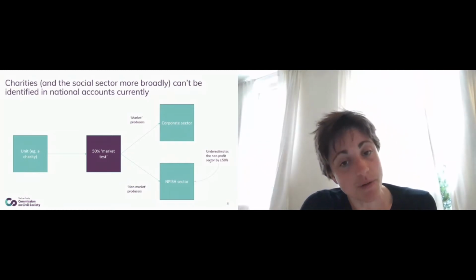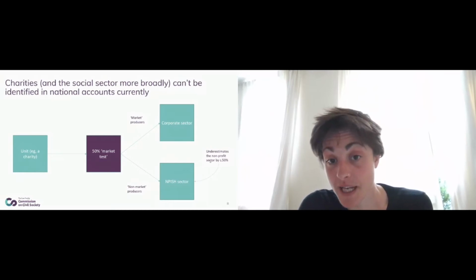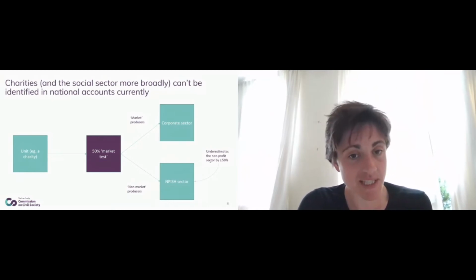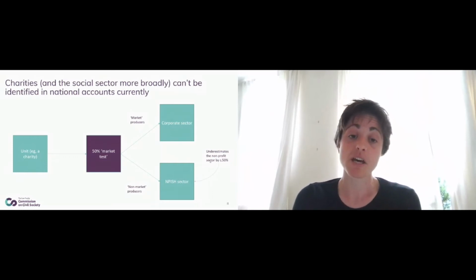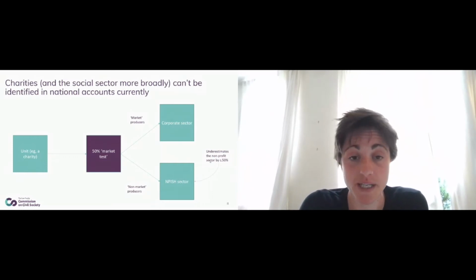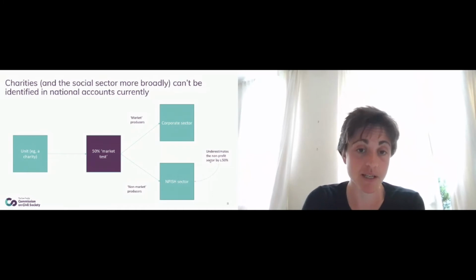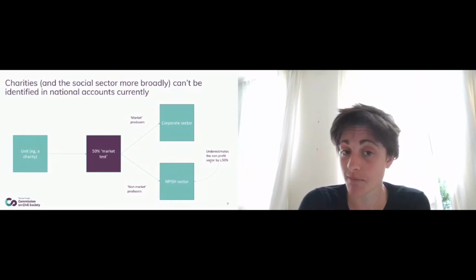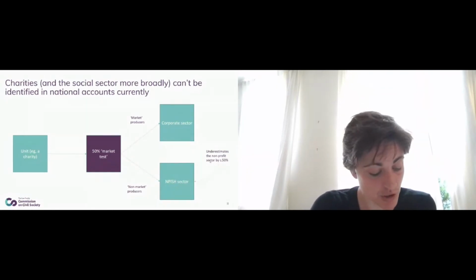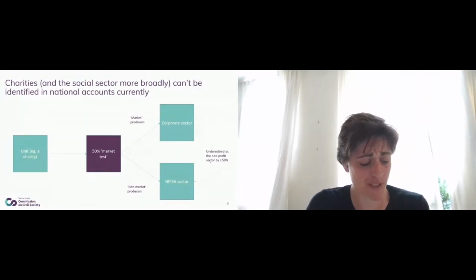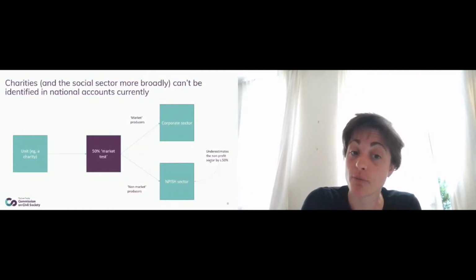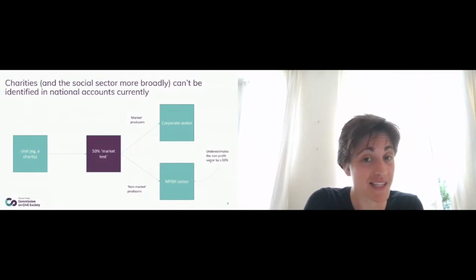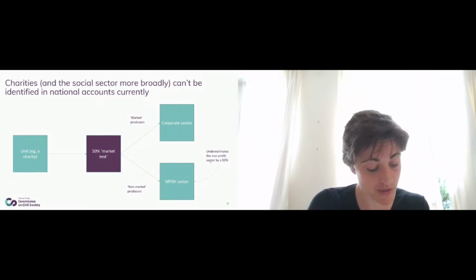We have something called the market test. The market test determines whether a unit is placed in the corporate sector or the NPISH sector. And essentially, if a charity earns 50% or more of its income over a 3-year period, rather than being allocated to the NPISH sector, it gets allocated to the corporate sector because it's classified as a market producer. And this is pretty important because it basically means that even if you're a non-profit institution, that doesn't mean that you're allocated as a non-market producer.